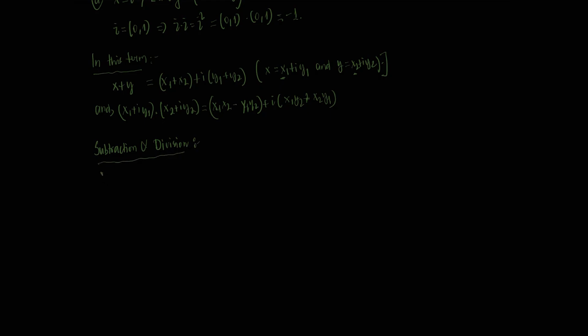See the difference. Let's say z is any complex number, and it equals z1 minus z2. We are going to define it like this: (x1 minus x2) plus i(y1 minus y2), where z1 is x1 plus i y1 and z2 is x2 plus i y2. So in that case, z1 minus z2 is (x1 minus x2) plus i(y1 minus y2).